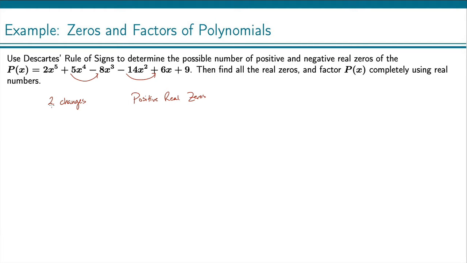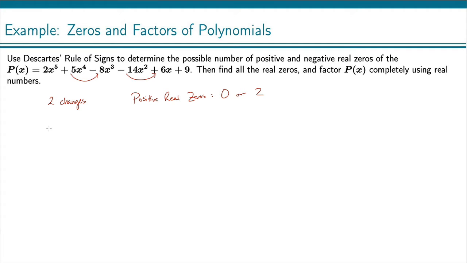And I know that the number of positive real zeros will have the same parity as this. So 2 is an even number, and so I know that I have an even number of positive real zeros, and I can't be more than 2. So the only even numbers I can have are 0 or 2 positive real zeros. That's not the actual zeros, it's just how many there are.